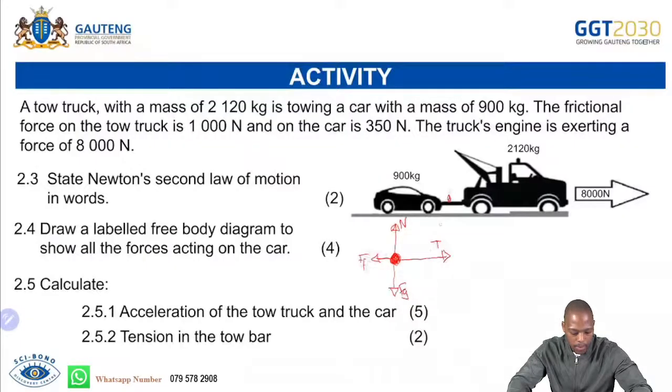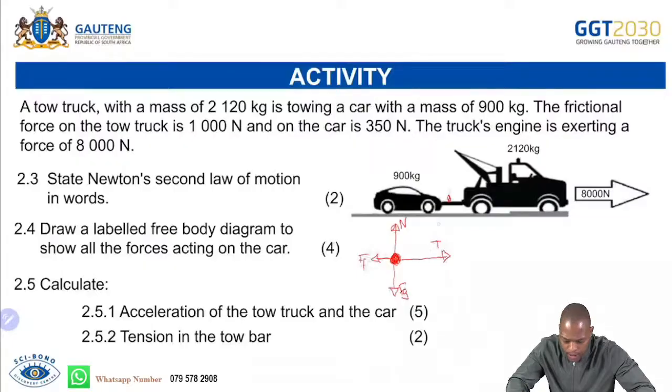Then question number 2.5 says, calculate the acceleration of the tow truck and the car. And I want you to pay special attention as I show you how to calculate the acceleration when we have 2 objects that are connected by a string or a rope, right? But we're still following the rules, grade 12. We have our steps. Step number 1, draw a free body diagram. Step number 2, write F net equals ma. Ask yourself, what is my F net? And then substitute and get the answer, right?